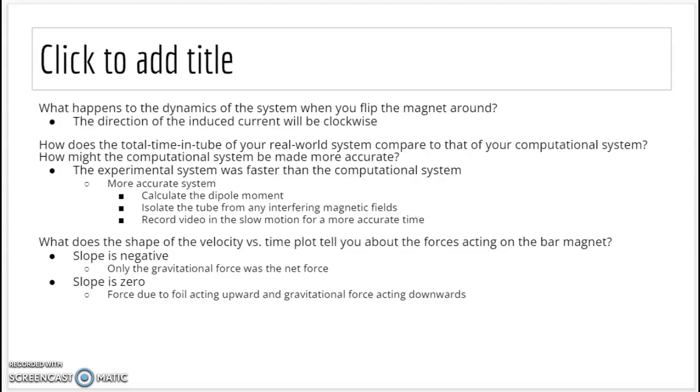Next question, what does the shape of the velocity versus time plot tell you about the forces acting on the bar magnet? Well, when the slope is negative, only the gravitational force is acting on it. And if the slope is 0, the force due to the foil is acting upwards while the gravitational force is acting downwards.